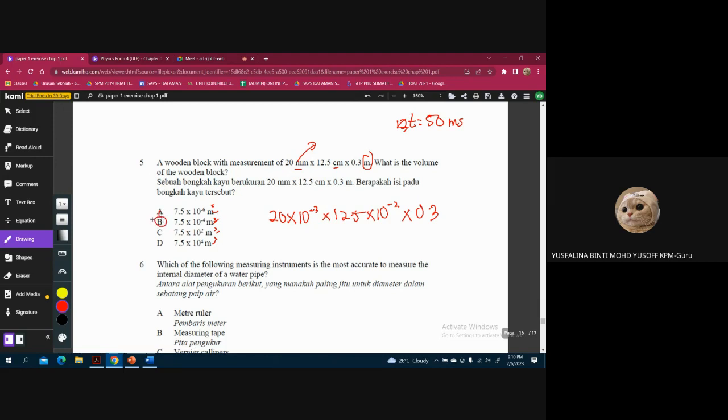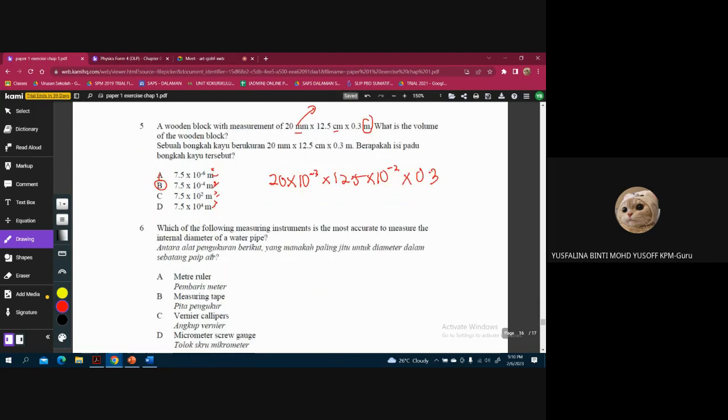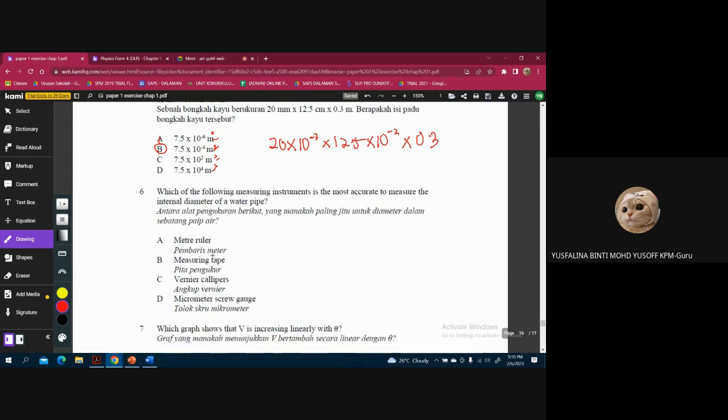Okay, you just use your calculator. So which of the following measuring instruments is the most accurate to measure the internal diameter?